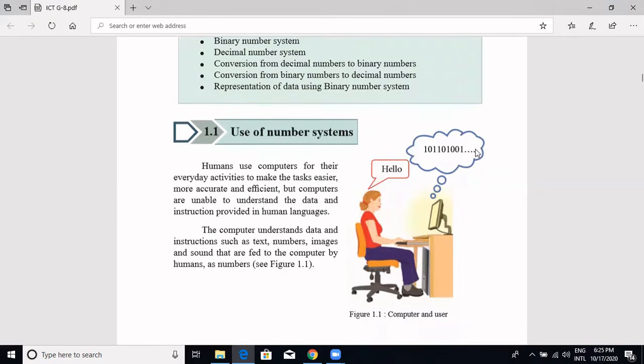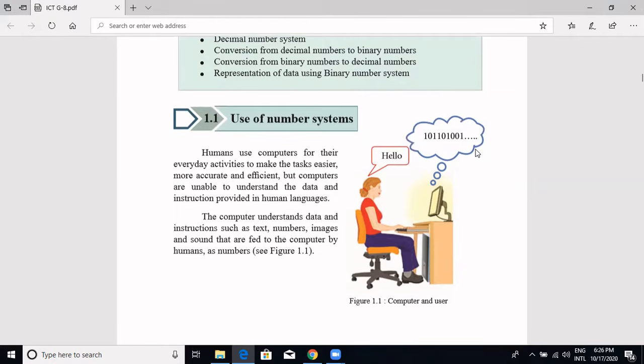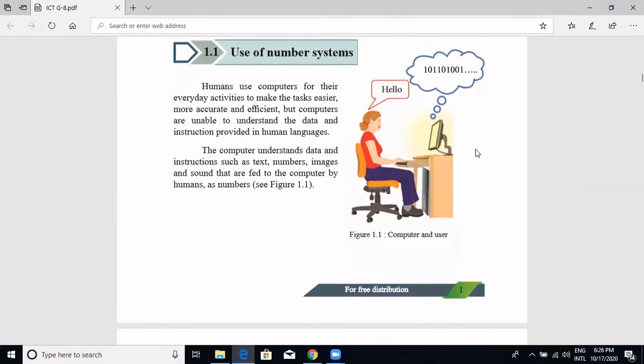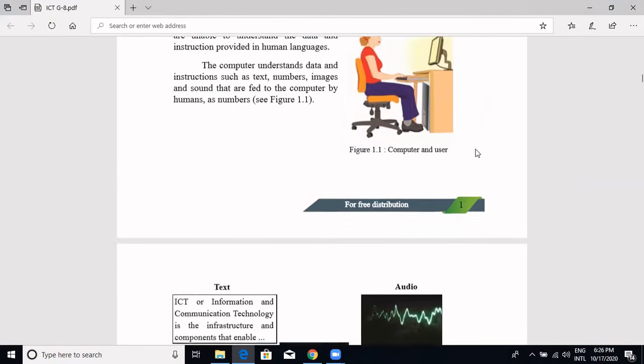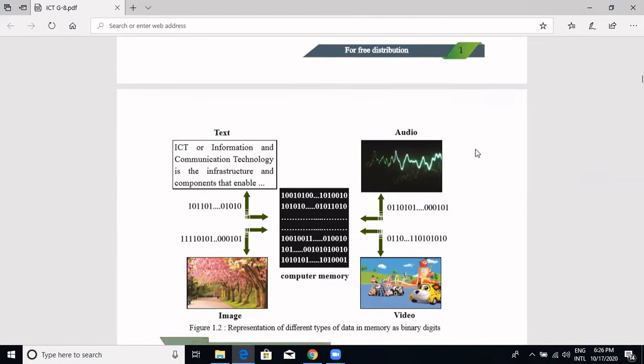We use computers also, but the problem is computers cannot understand human language itself. That's why numbers are very important in the computer world, because computers understand all data, instructions, text, numbers, images, everything as numbers. It is common that humans are not very good at numbers. It's easy to talk in natural language, but computers are more familiar with numbers. That's why number systems come into the computer world.